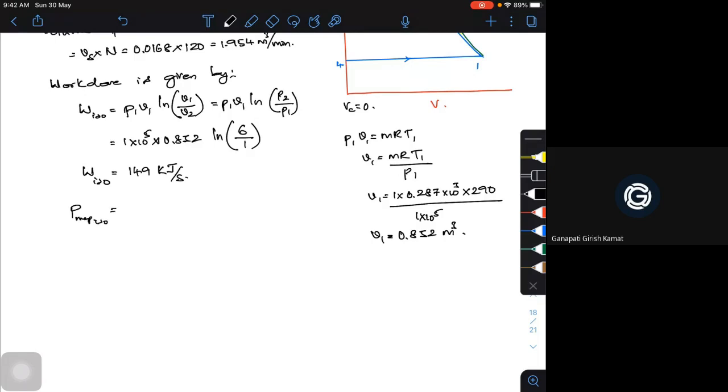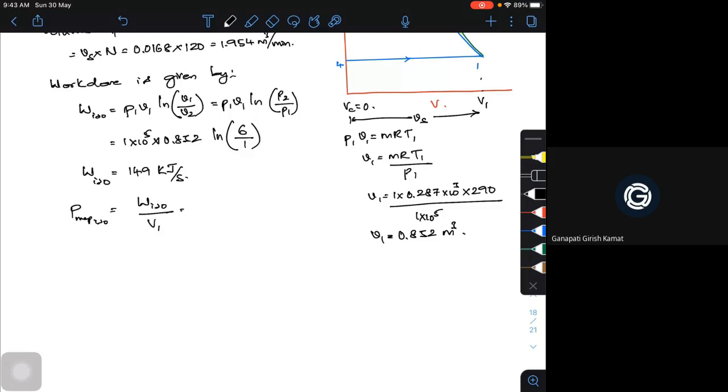So what is it actually? So work done divided by your volume. What is the volume here? It is V1. But V1 is equal to stroke volume. So your V1 is equal to stroke volume in this case because I don't have any clearance. So divided by your V1 or stroke volume.